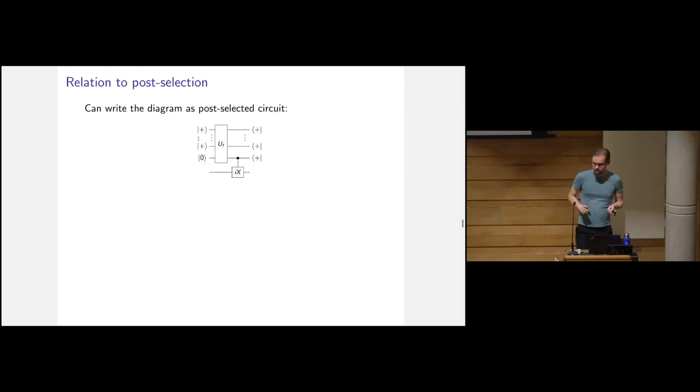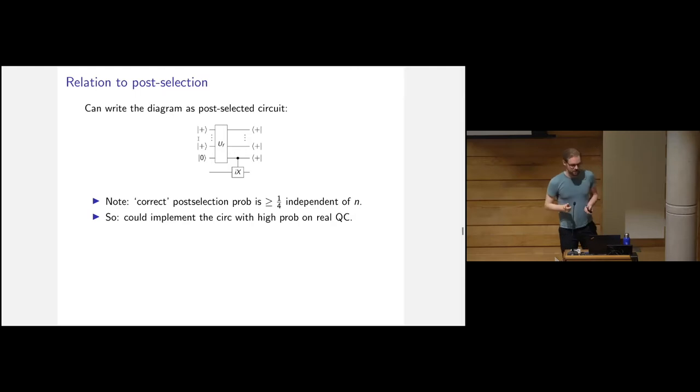So this all works. Maybe some additional, a different way you can view this result is we can view the same diagram as a post-selected quantum circuit, okay? So we have here our oracle U_F. This is sort of a standard classical oracle that encodes the solution to a problem in an additional qubit. And we post-select all the things.